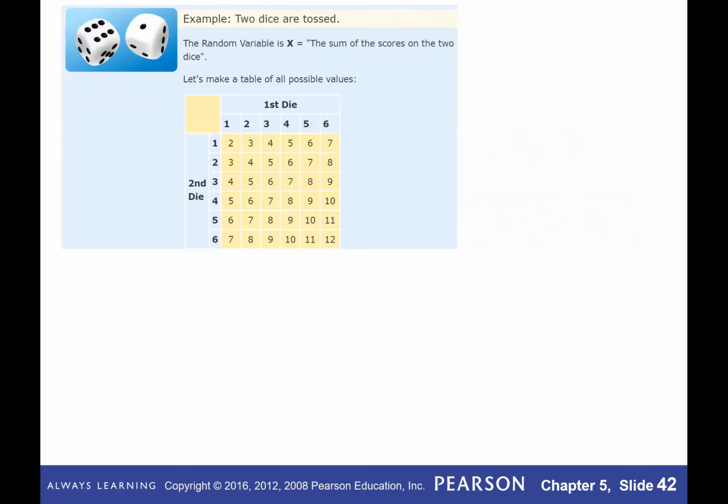Okay. So now we have another example. Two dice are tossed. X is the sum of the scores on the two dice. So here x is the sum of the scores. We have added the scores. This is 1, the second one is 1, so it is 2. 1 plus 1, 2. 1 plus 2, 3. So we have all the possible values here. So x can take 2.